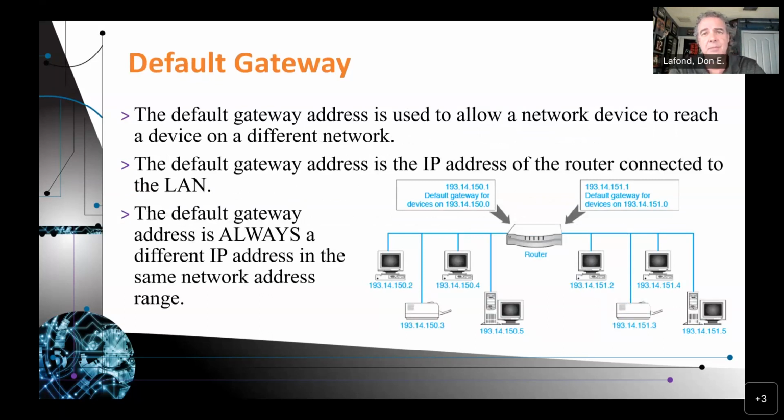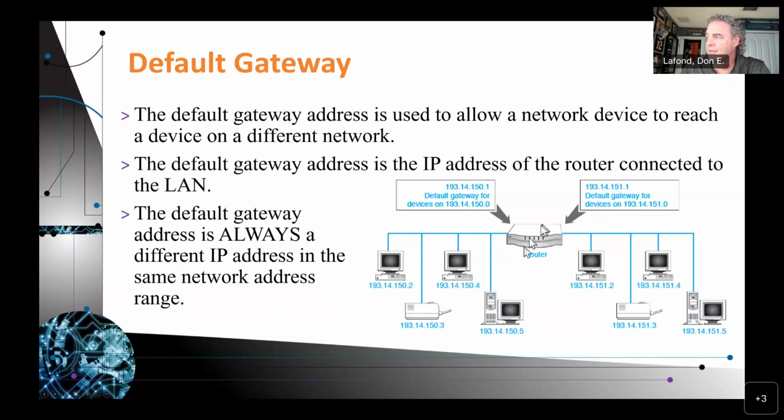Now, the default gateway I mentioned briefly once before. This address right here is usually either the first address in a network range or the last address. In this case, they're setting it to 193.1.50.1 for this address. Notice this is 151. This is the 151 network. That's the 150 network, and they both use the first address as the default gateway.